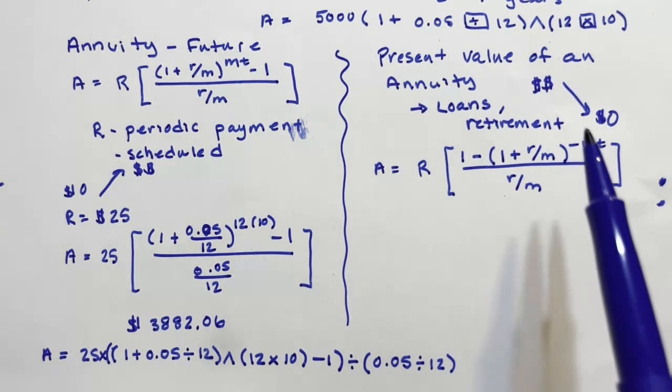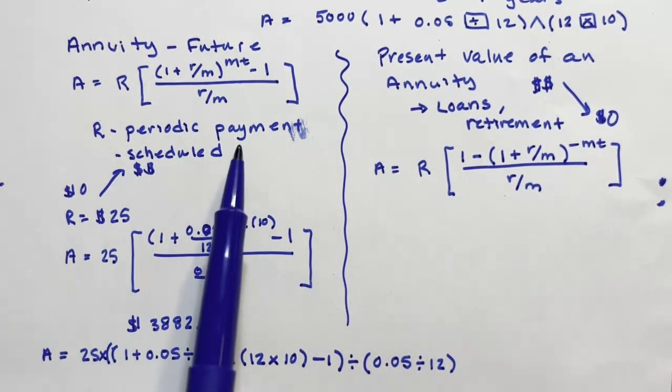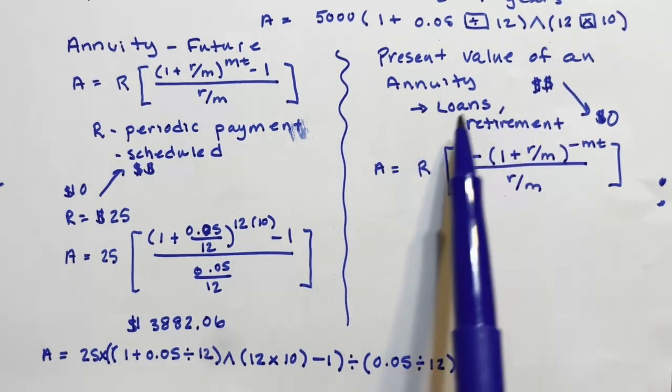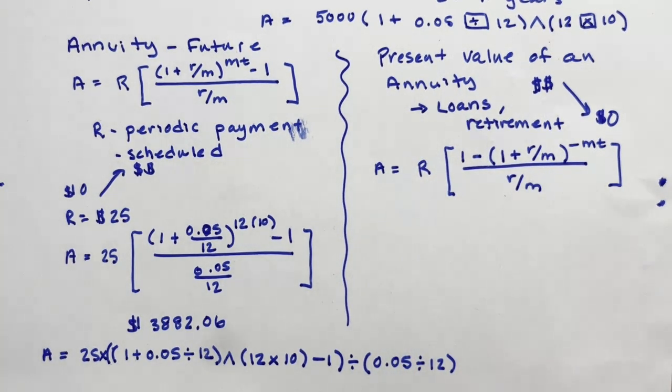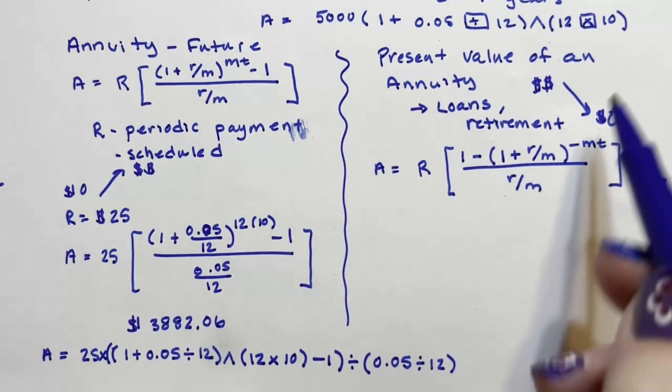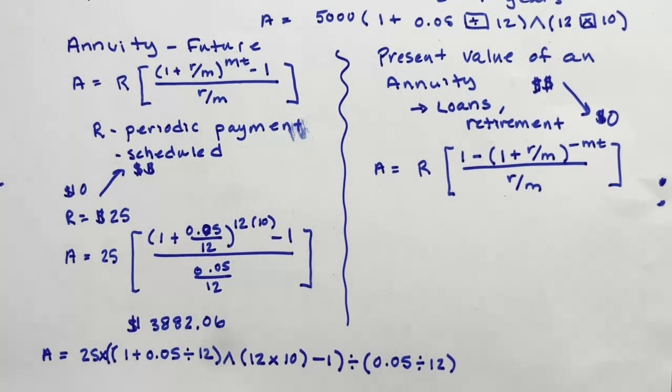Again, the R is a periodic payment, and this is used usually for loans and retirement. So if you see a car loan, if you see a retirement, if you ever see how long until it's paid off, anytime you're looking to go to zero, this is the formula you're going to use.